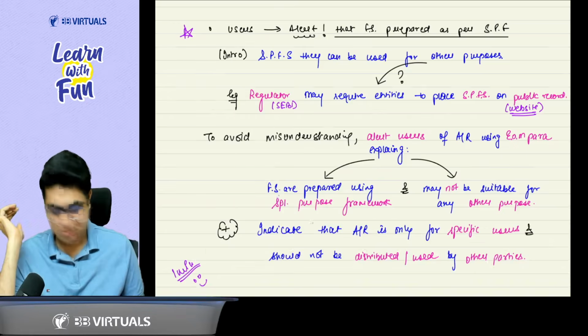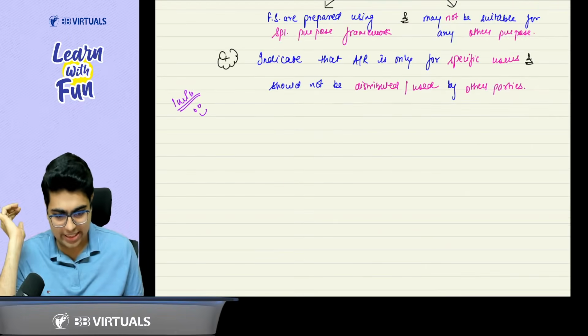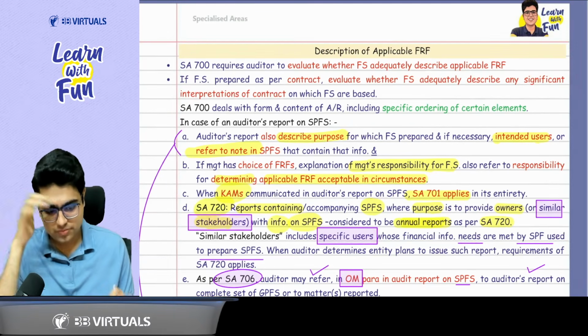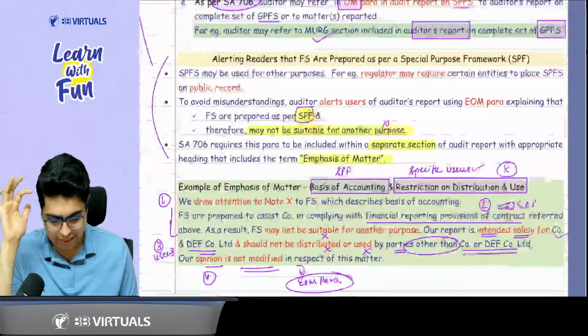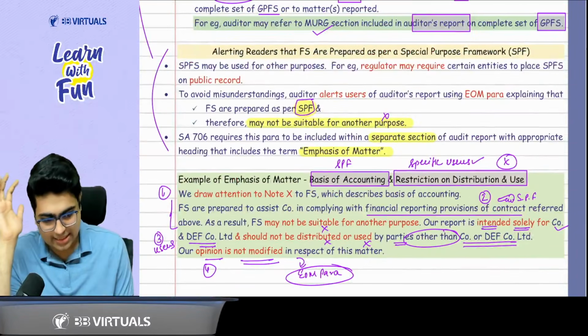Yes, sir. So I think everything till here is complete. Yes, sir. Now you can come to the book. Description of applicable FRF. I think every point we have covered here very properly. Yes, sir. This is the same part given here.